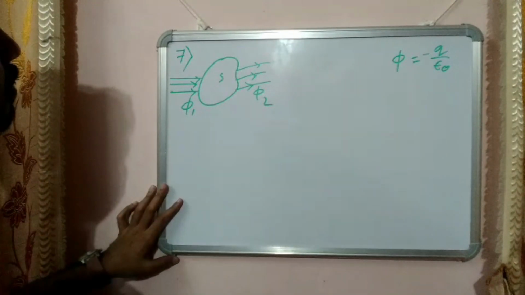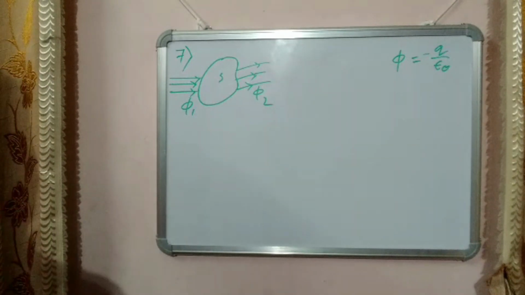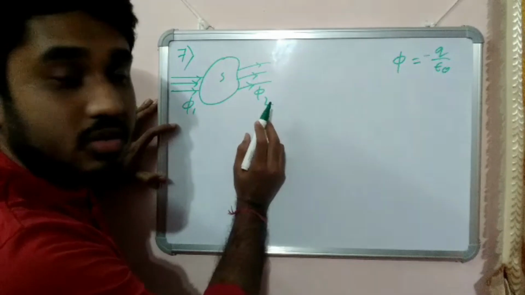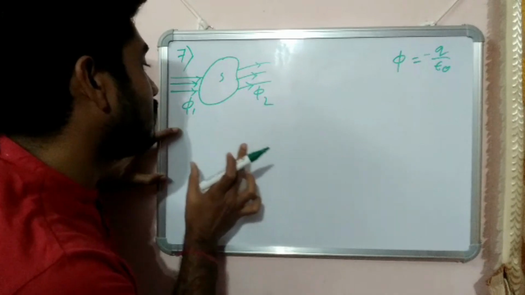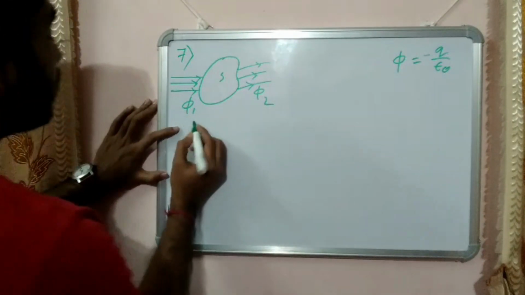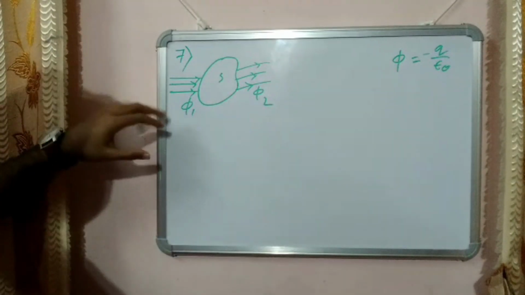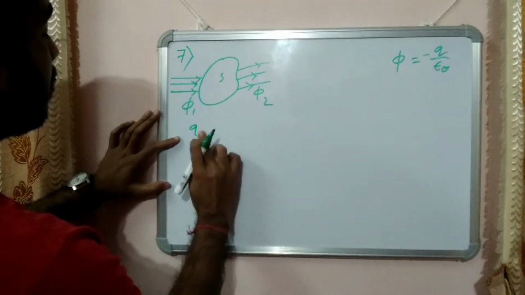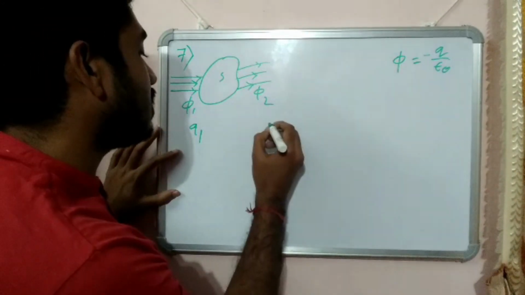So in this problem we have to find the charge. There is some charge due to phi 1 and there is also some charge due to phi 2. So the total charge enclosed by the surface will be the difference of the charges due to phi 1 and phi 2. So let the flux phi 1 be entering the surface due to charge Q1, and the flux phi 2 be leaving the surface due to charge Q2.